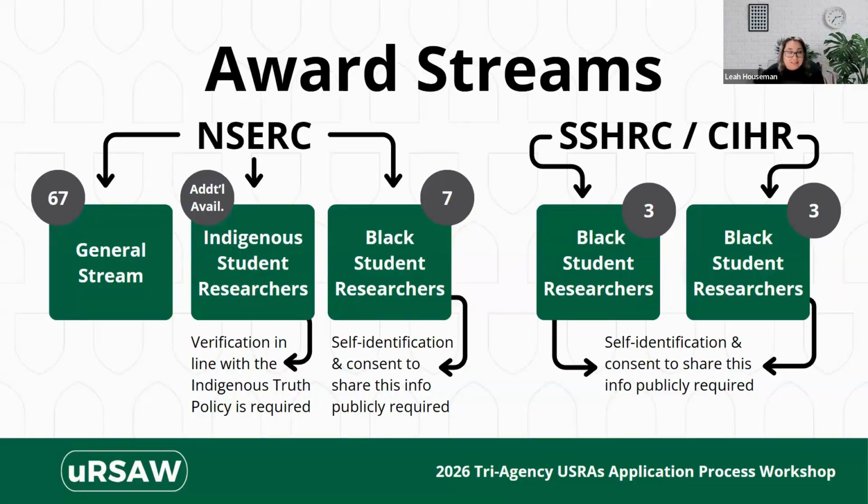For this stream, the student must self-identify as a Black student and consent to having this information about their identity shared, potentially publicly, if they are awarded. And then at this time, the Social Sciences and Humanities, SSHRC, and the Canadian Institutes of Health Research, or CIHR, USRAs are only for Black student researchers, and the same guidelines as the NSERC stream for Black student researchers apply here. And there are 3 awards for each of these streams, so 3 for SSHRC and 3 for CIHR.